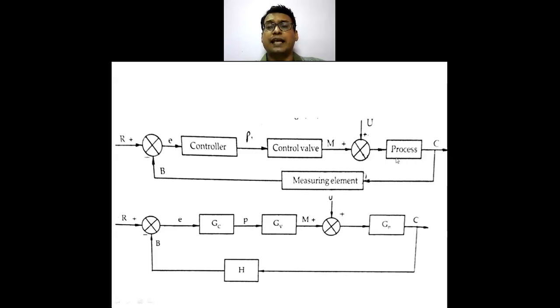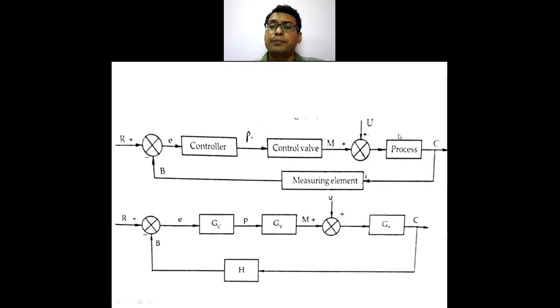The process can have different transfer functions: first order, second order, or pure capacitance element transfer functions. And this process can have different load variables. That is, a load variable is nothing but the non-controlled element of the system. Then there is a need to study this control valve, as well as this controller, and also your measuring element.